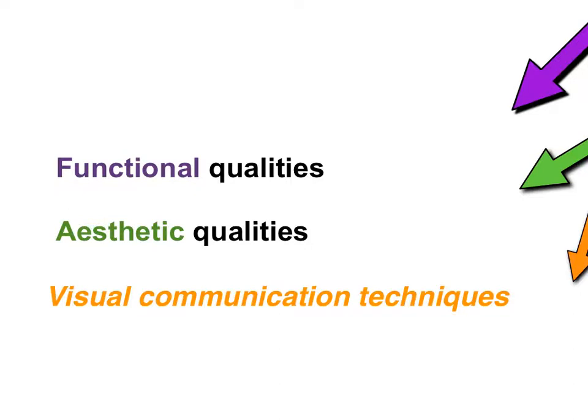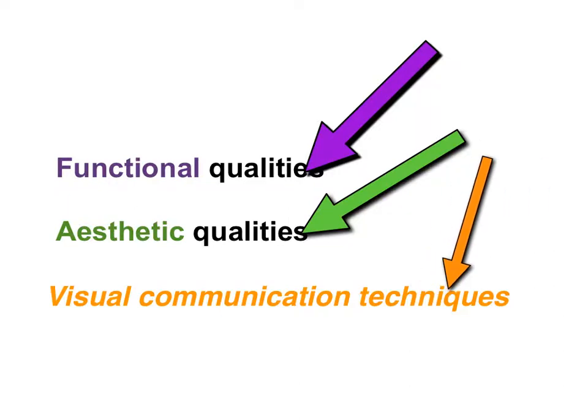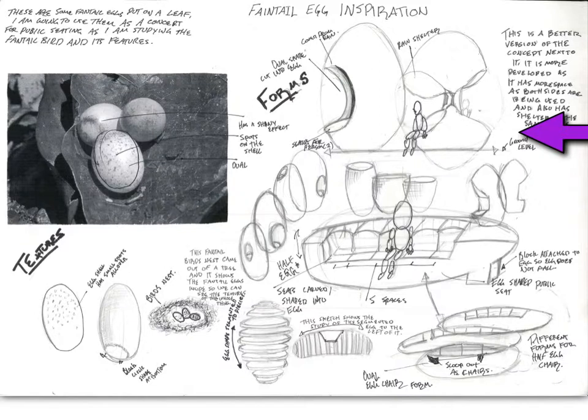There are 3 arrows that I'm going to use to identify functional qualities, aesthetic qualities, and visual communication techniques. Here you can see that the drawing with the figure helps to give an idea of the scale of this design idea, which clearly starts to show the functional features of the size and proportions of the design, as well as how this edge actually expresses how it would be used.